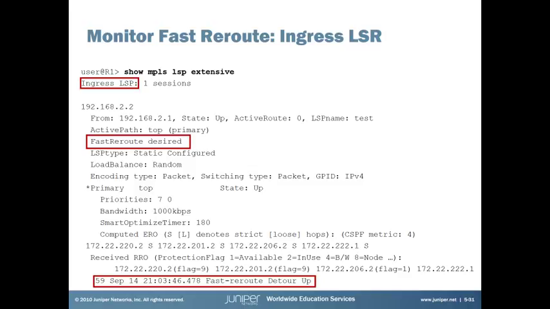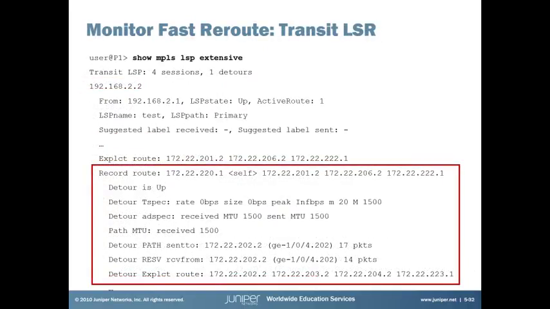That's just an example. Here, detour is up. This is taking a look at the route. You can see this parameter here, detour is up, which means that fast reroute has actually been activated. We've had a failure, and the detour is now active, so we're now routing the traffic along the detour path.